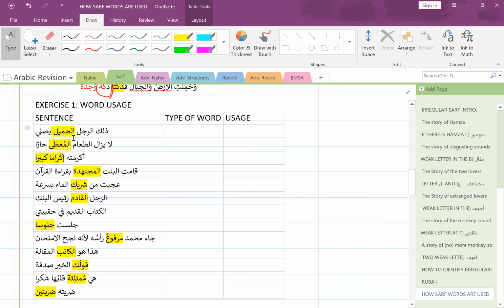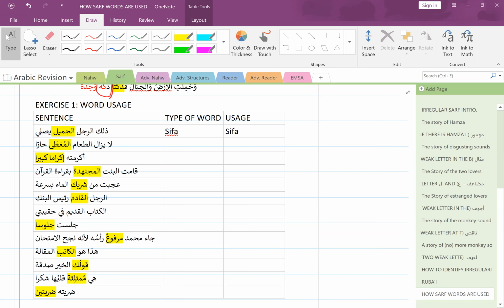So ذلك الرجل الجميل يصلي. What kind of a word is الجميل? Sifa. Yes. And how is it used? As a sifa only? Yes, as a sifa. So this is ism sifa, and it is used as a sifa. So الرجل الجميل, mawsuf sifa. That beautiful man is praying.